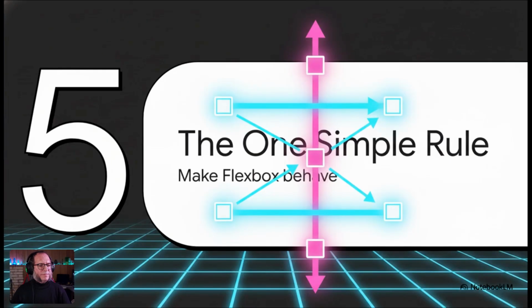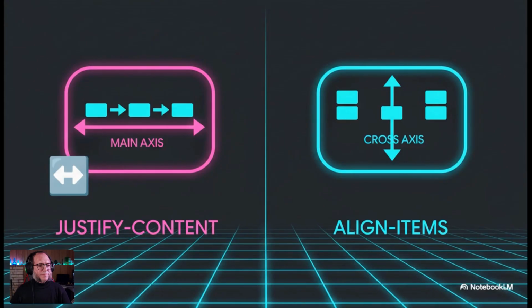But don't worry. There's one simple, unbreakable rule that makes this all click into place so you can make Flexbox do what you want every single time. And the rule is this. Justify is for the main axis, align is for the cross axis. That's it. That's the whole game. Pick your flow direction first, then use justify and align based on which axis you want to control. You do that, and Flexbox will finally behave.